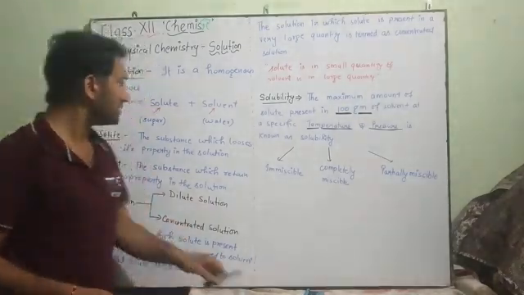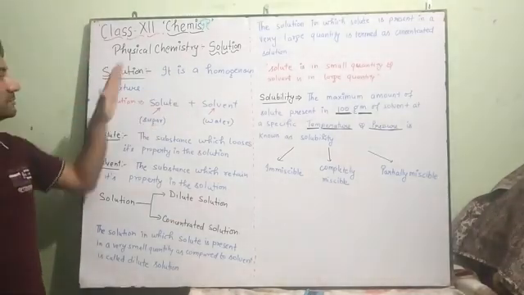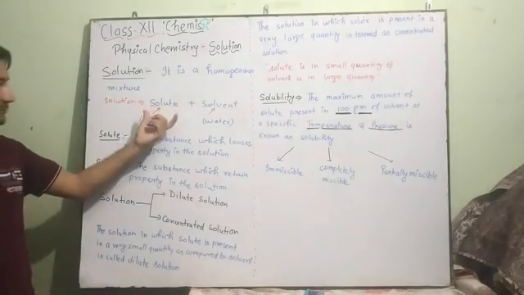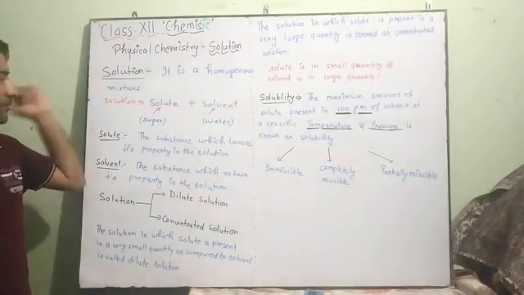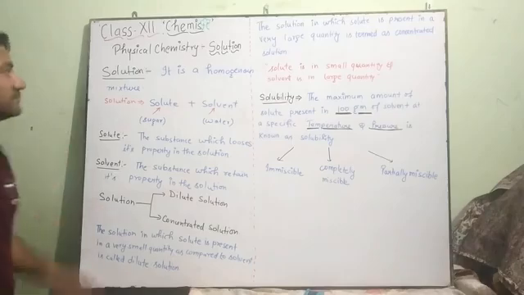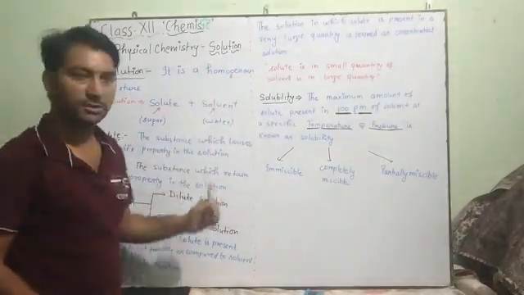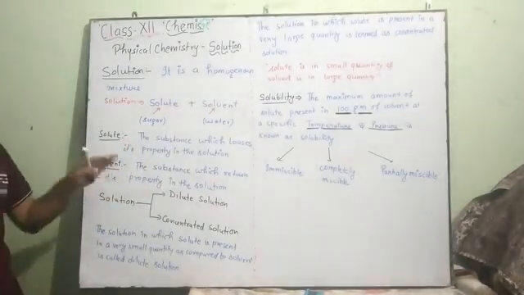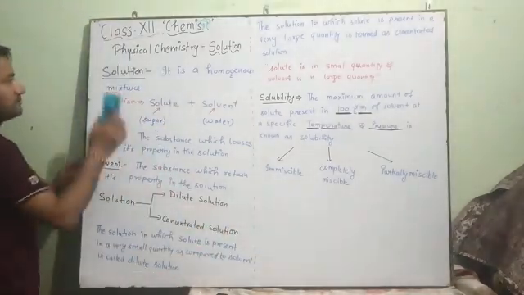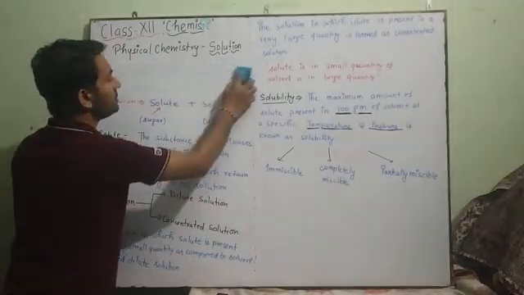So these are the factors and the terms related to the solution. What is solution? It is the homogeneous mixture that is made up of two types of or having two components, that is solute and solvent. So the solute, solvent, solution and solubility, these are the terms related to the solution. In the next wave we will learn types of solution.